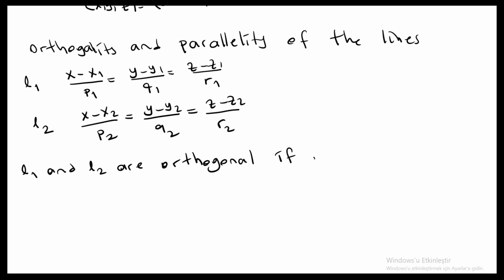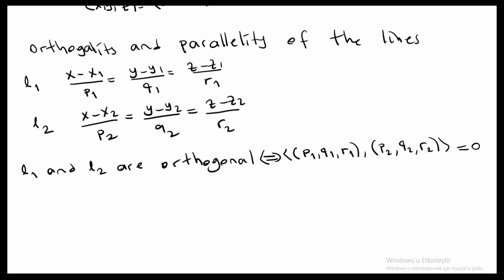if and only if the inner product of (P1, Q1, R1) and (P2, Q2, R2) is 0. Because the direction vectors are P1, Q1, R1 and P2, Q2, R2, these direction vectors should be perpendicular to each other. So it means their inner product will be 0.